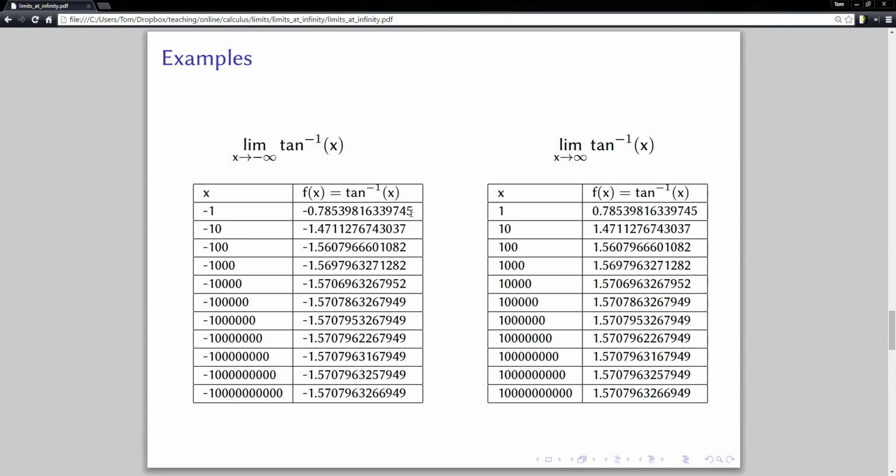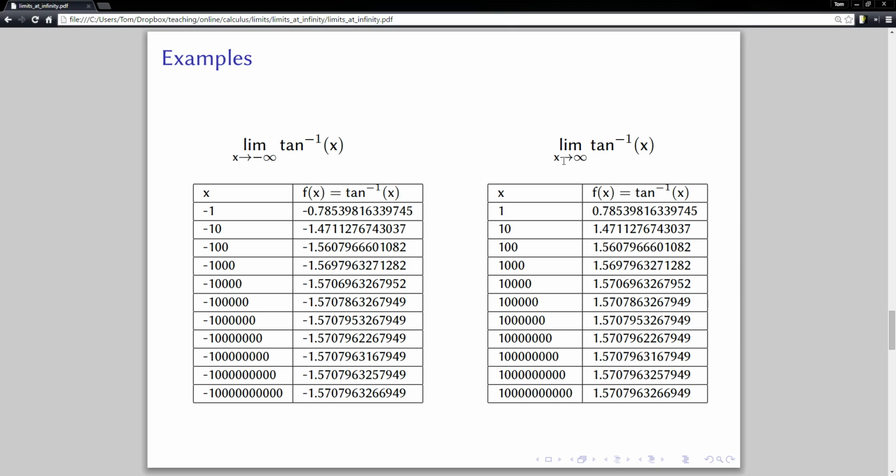All right, our next example that we want to look at is the tan inverse function, the inverse tangent. Over here again we have the limit as x goes to negative infinity. We're looking at a bunch of x values that get smaller and smaller, and here we are looking at their corresponding y values, and you can see a definite pattern here. These values are getting closer and closer to this decimal here, minus 1.57079. And that happens to be negative pi over 2.